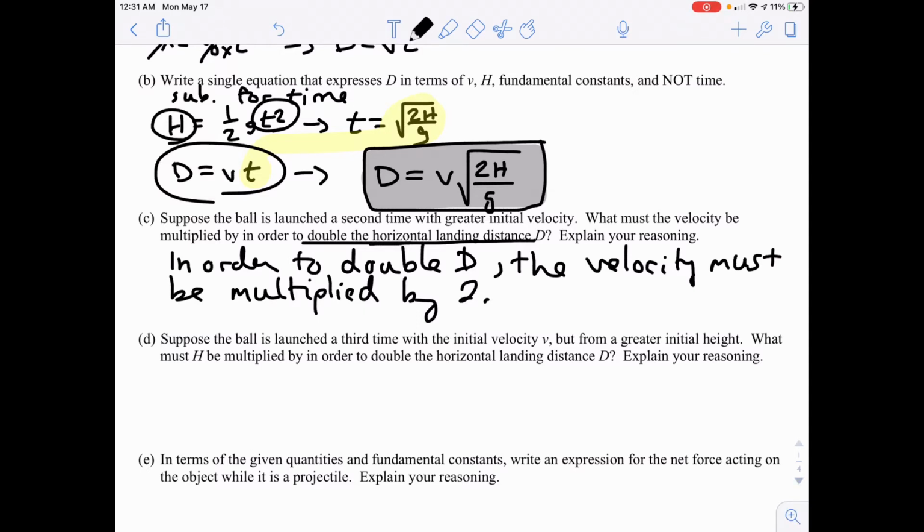And you can see this because velocity is directly related to the distance that it flies. So if I double the velocity, the distance doubles. You can also see this because velocity is outside the radical. Double the velocity, double the distance.